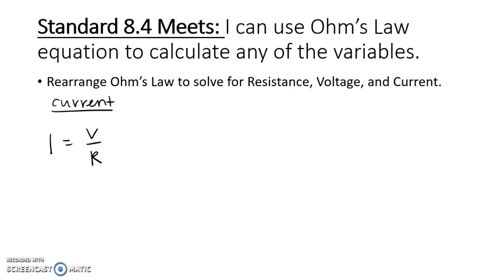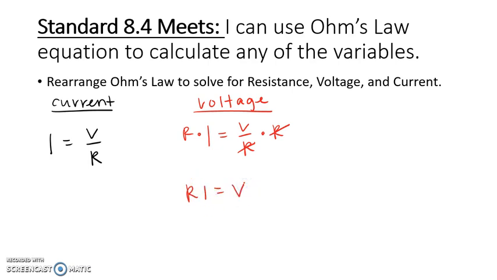The second thing that we can solve for is voltage. If we're going to solve for voltage, we can take our initial equation, I is equal to V over R, and multiply each side by R. Multiplying each side by R takes R off of the bottom, and you get R times I equals V. You've now solved for voltage.